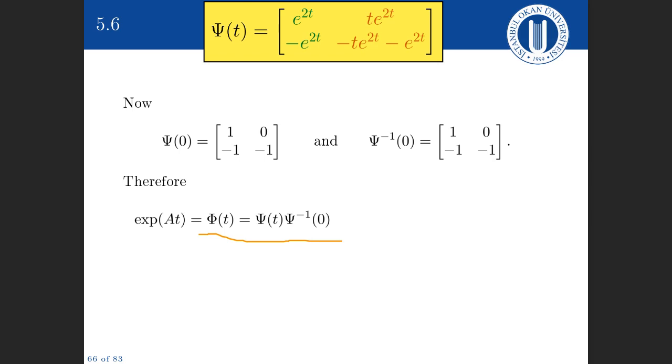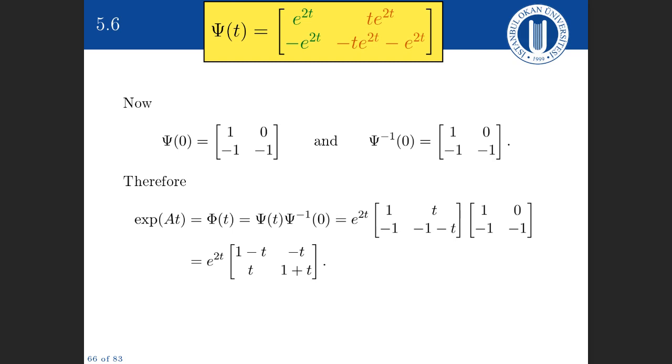So to finish this question, we just need to multiply two matrices together. And when we multiply these together, we get the answer e to the power 2t, which I've taken outside, (1 minus t, t; minus t, 1 plus t). And just look at this. If t is equal to 0, what do we get? We get the identity matrix. Here's another formula to remember if you're asked for the special fundamental matrix.